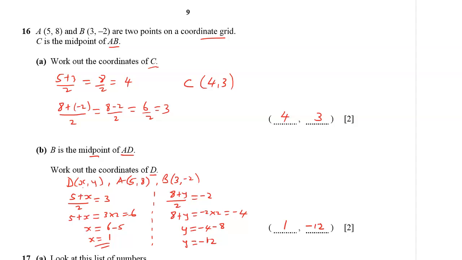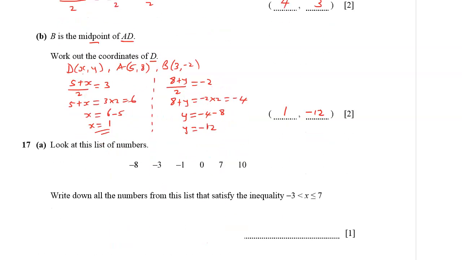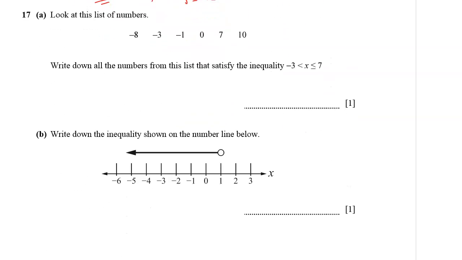Very good. Number 17. Look at the list of numbers: -8, -3, -1, 0, 7, and 10. Write down all the numbers from this list that satisfy the inequality -3 is less than x, which is less than or equal to 7.